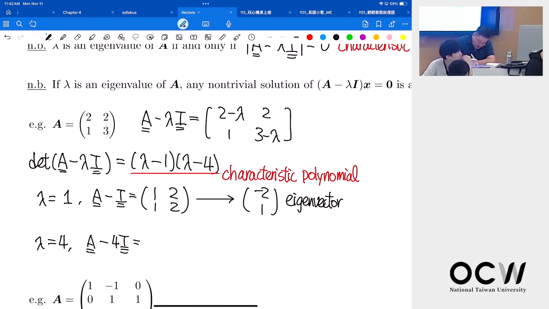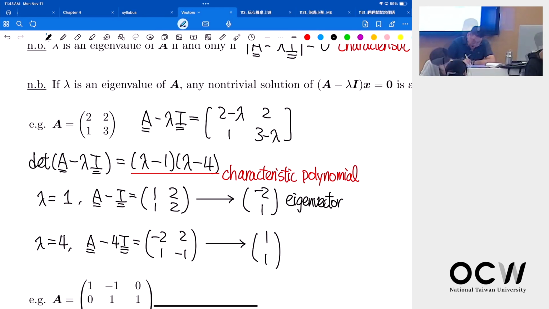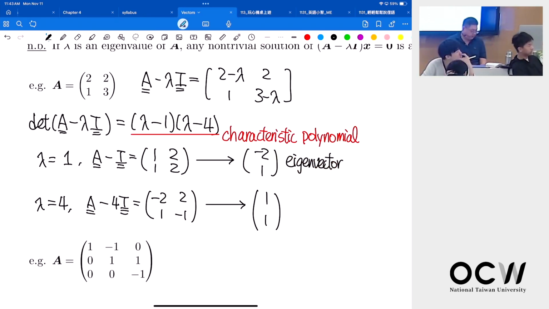When lambda is 4, I have -2, 1, 2, -1. To satisfy this bigger A times x equals 0, then we have 1, 1 as our eigenvector. Okay.